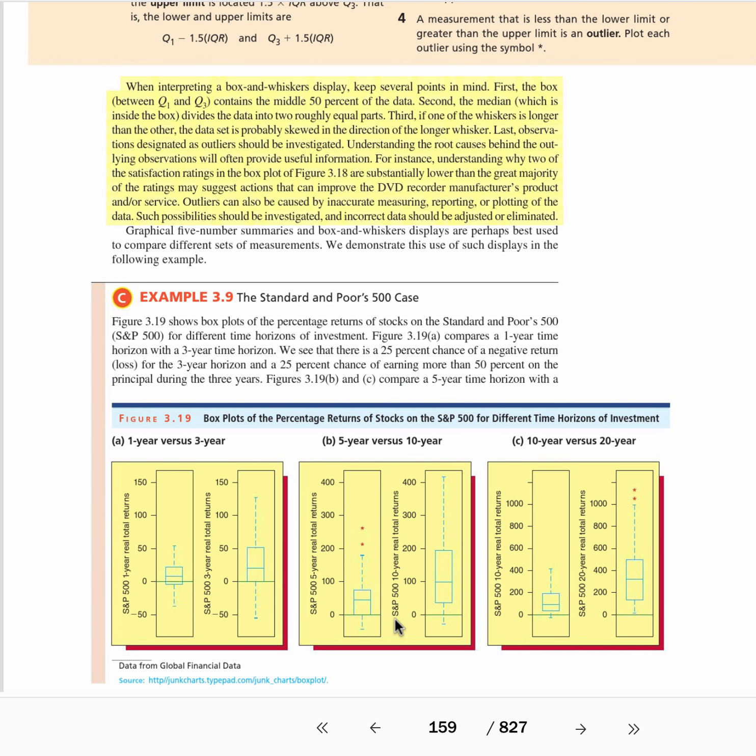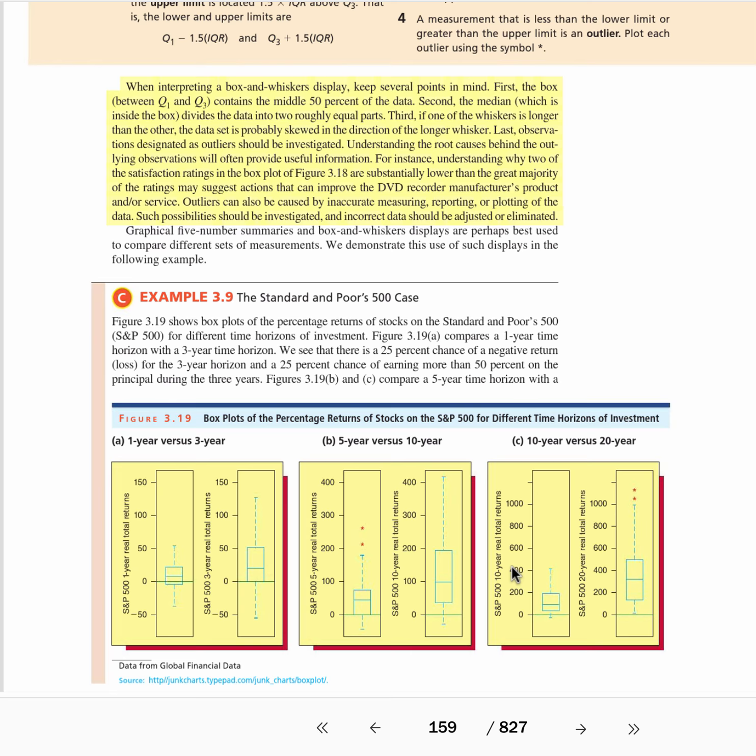The second one compares the 5 years technically to the 10 years of investment. And what you can see over here is the chances of loss for the 10 years horizon, it's evident. But the median return for the 10 years horizon is almost double the principal, you can say 100% return, which is about 8% per year compound.